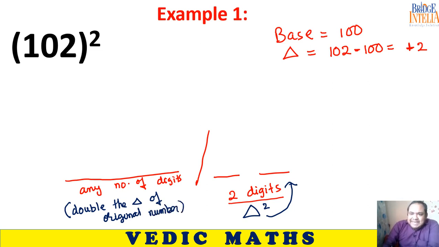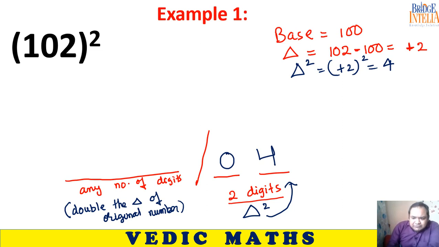Let us see. Base is 100, given number is 102, therefore deviation is plus 2. So in the last two blank spaces we have to write delta square. Delta square is plus 2 whole square, so that is equal to 4. I cannot write 4 here because I have to fill two blank spaces. So I will write 0 4. I write 0 4 here.